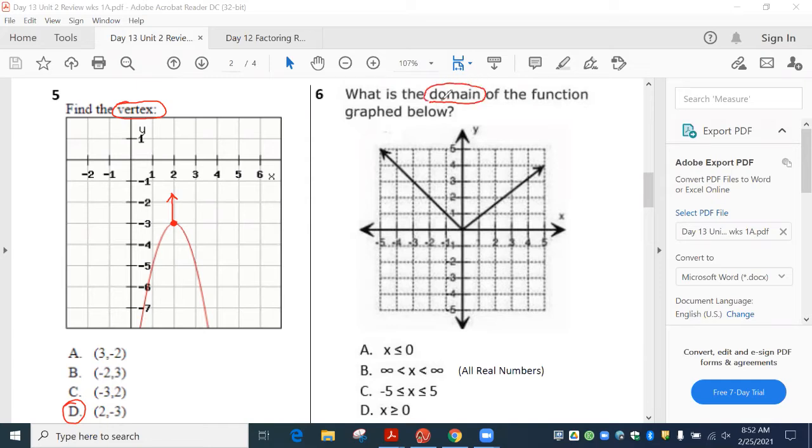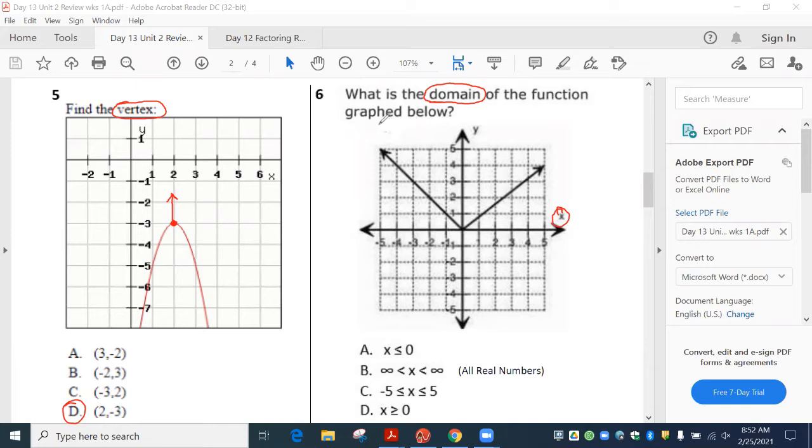Domain. So I do not ever force kids to circle keywords, but I will tell you, if you take the time to underline or circle keywords, it just keeps you from making mistakes. All right. So what is the domain? Domain means we're drawing lines that cross the x-axis. My answers have to come from this axis.